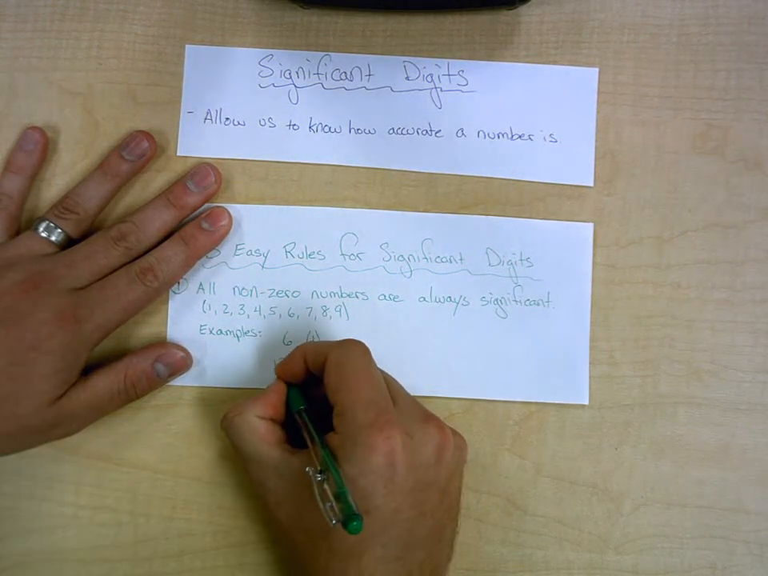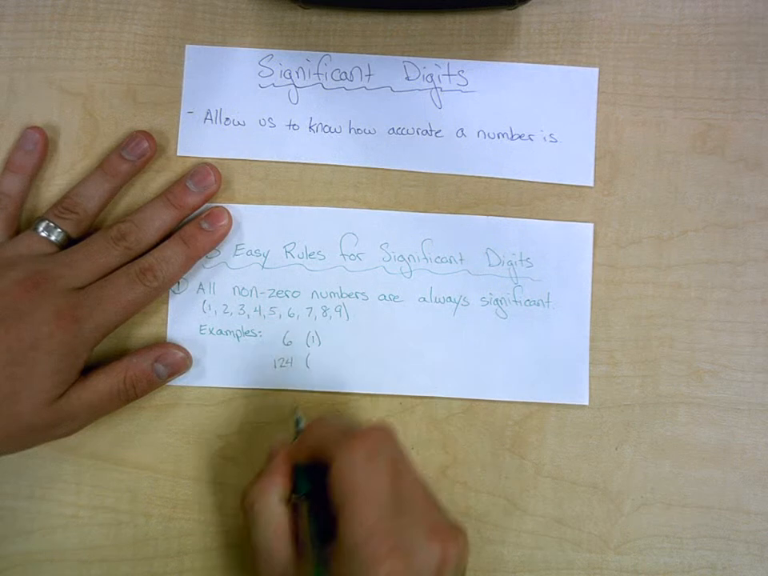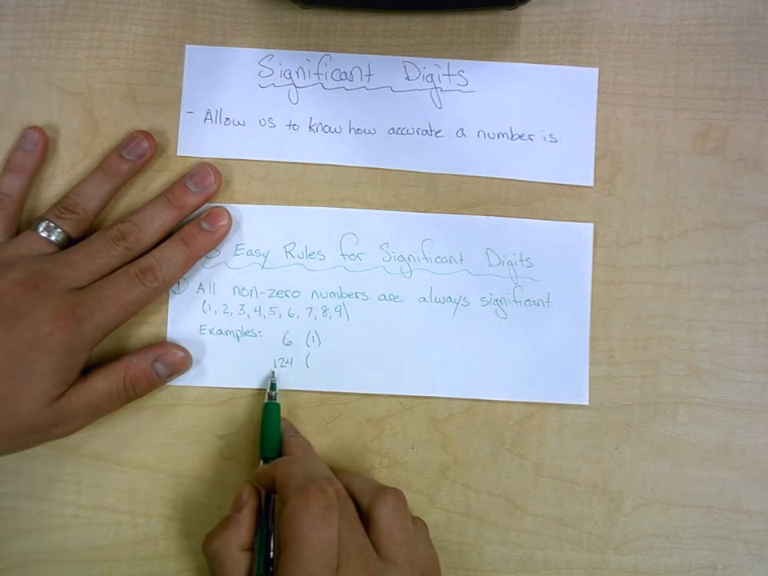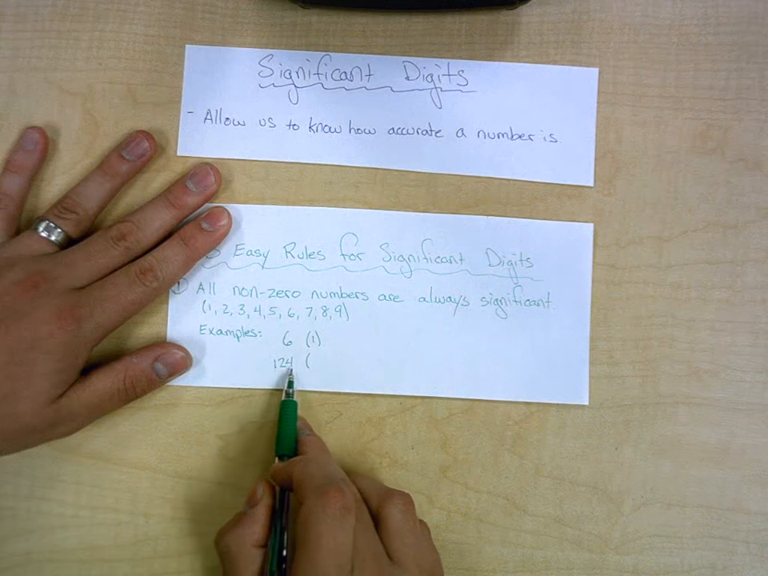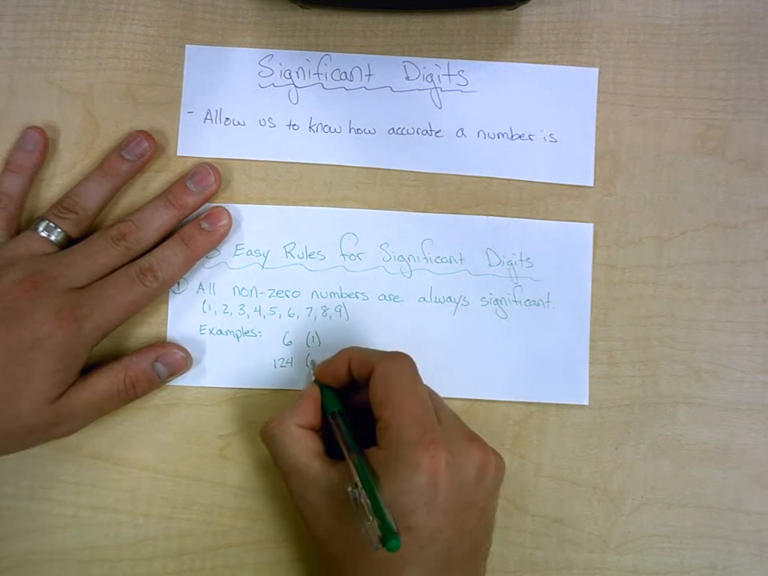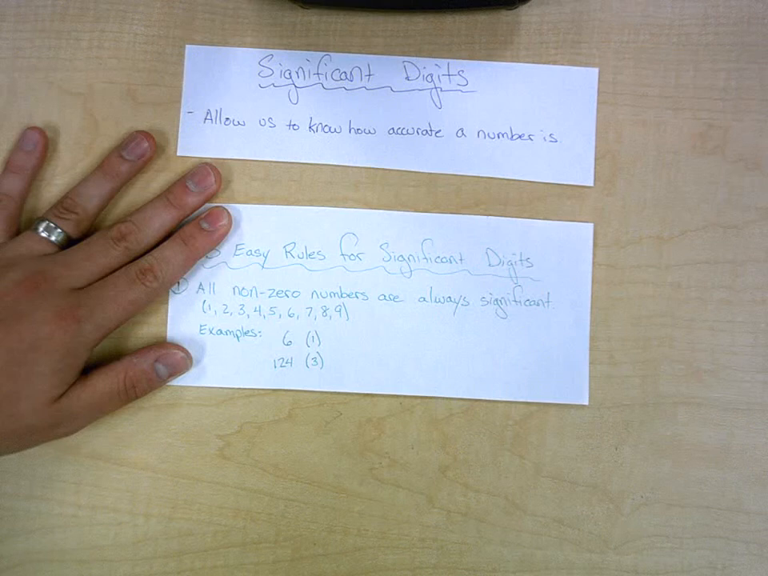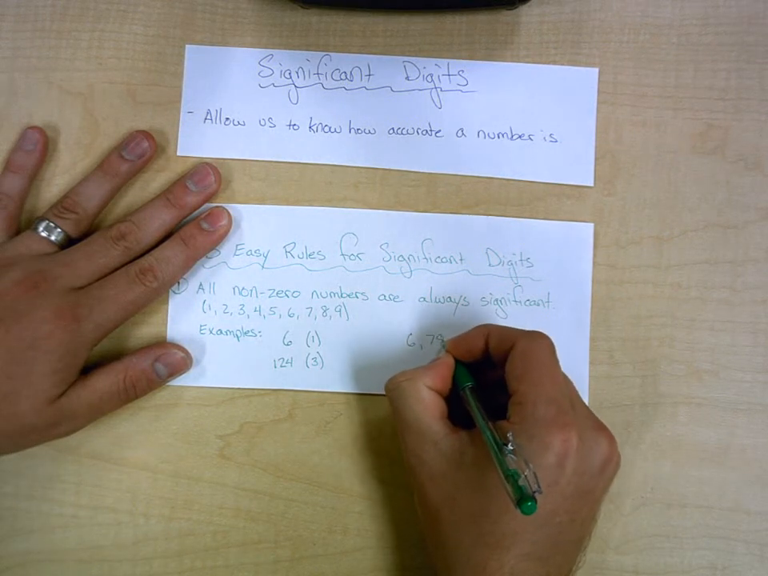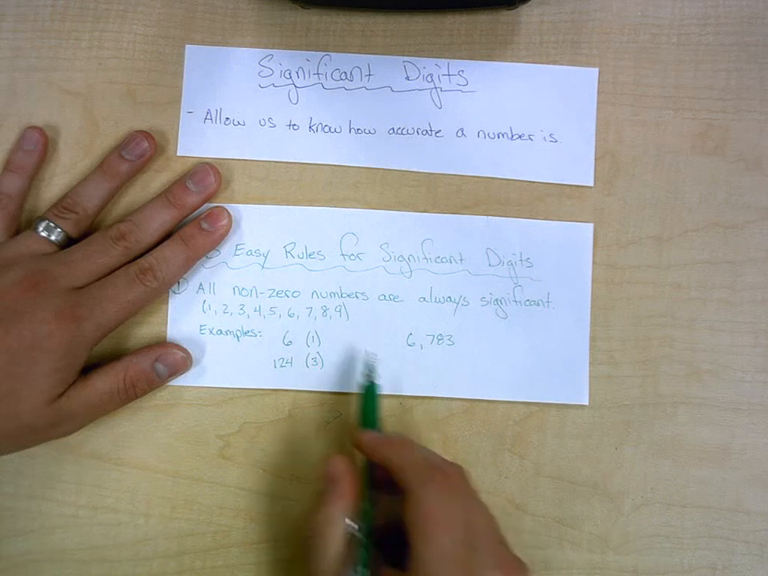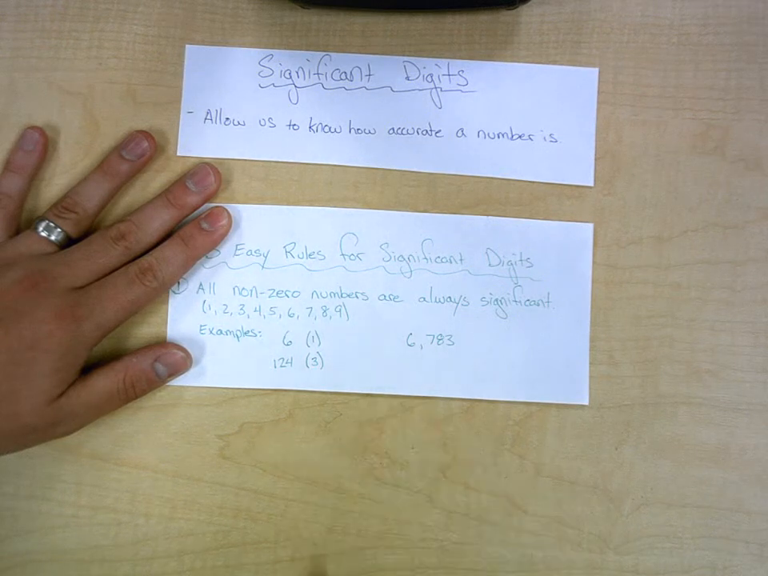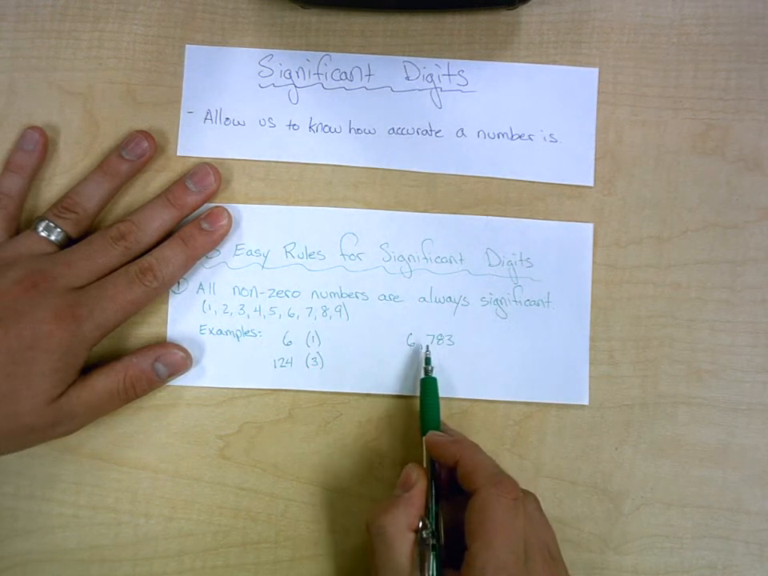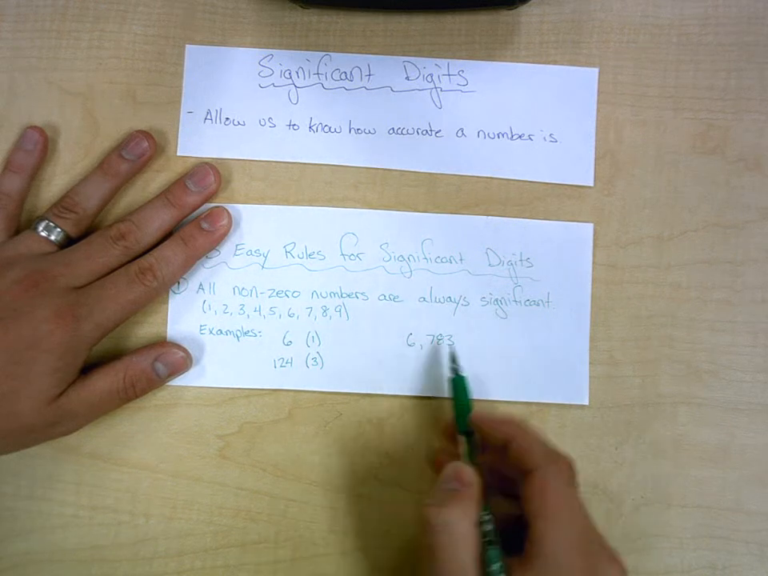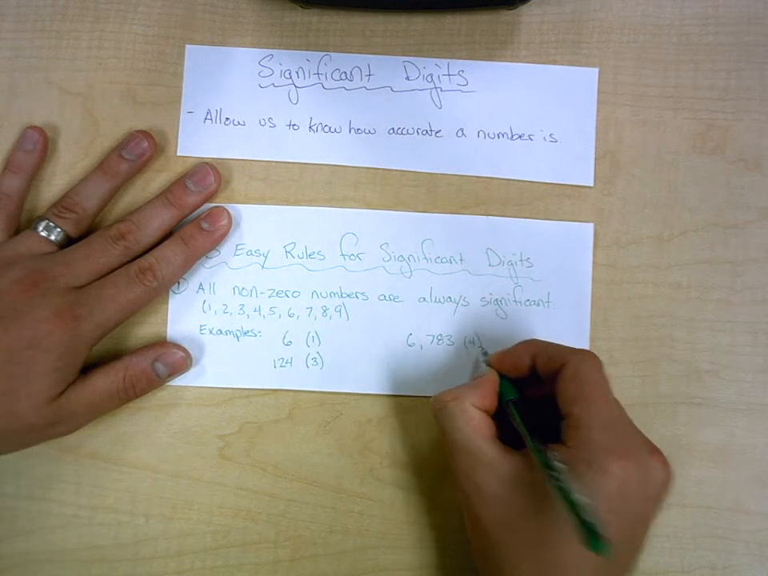In the number 124, there are 3 numbers. All are non-zero numbers, so we count all of them, 1, 2, 3, as significant digits. And the number 6,783, all of them are, again, non-zero numbers, so they all count. We have 1, 2, 3, 4. Notice that I'm ignoring the comma here. So 4 significant digits.